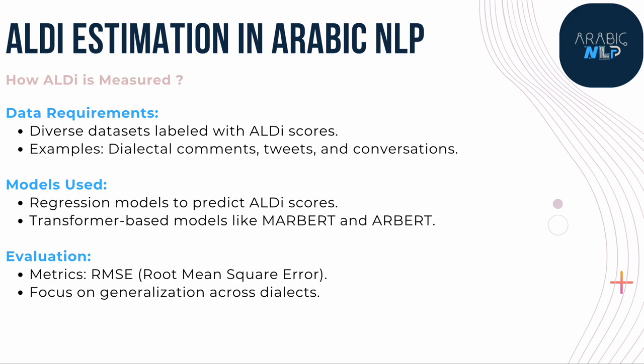For example, we can use different transformer-based models like MARBERT, ARBERT, AraBERT, and more, or any Arabic or multilingual embedding model, and train it along with a neural network to be able to understand the sentence using the attention mechanism, and by this it can predict whether it is MSA or dialect. For evaluation we use RMSE, of course, because it focuses on the generalization across the dialects.